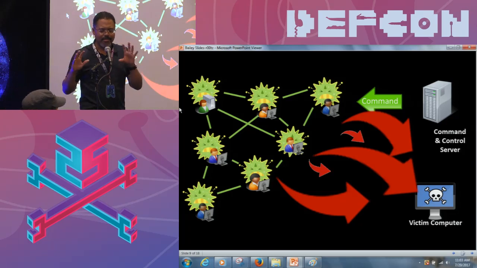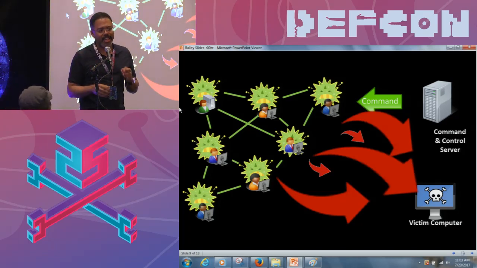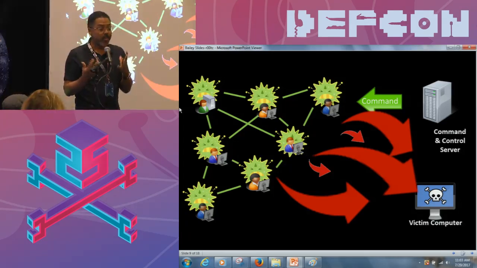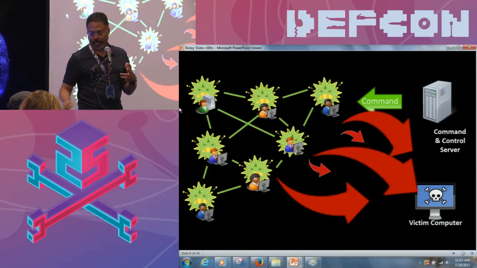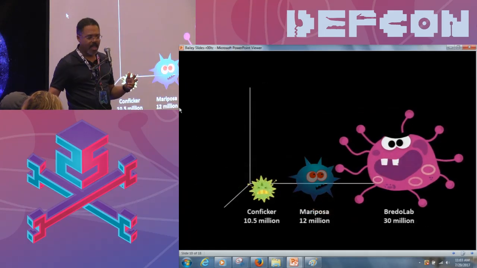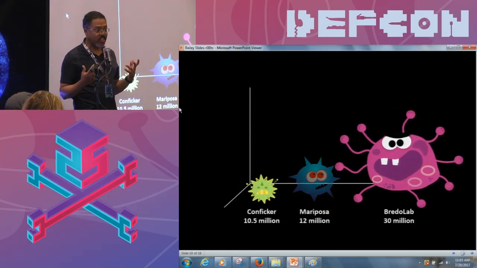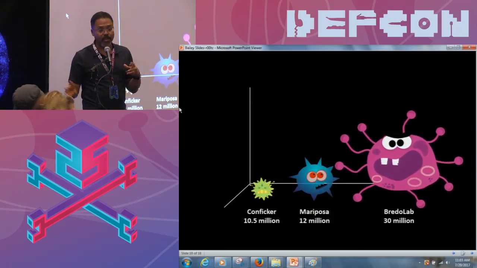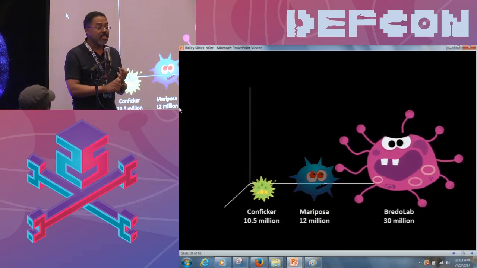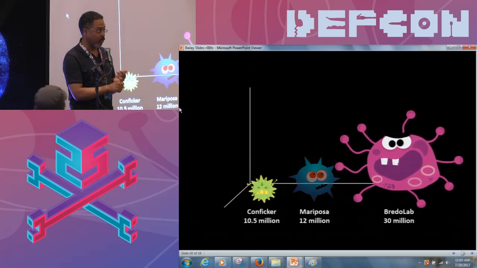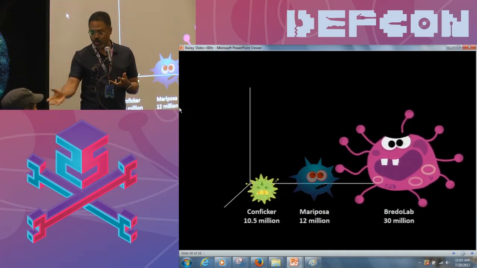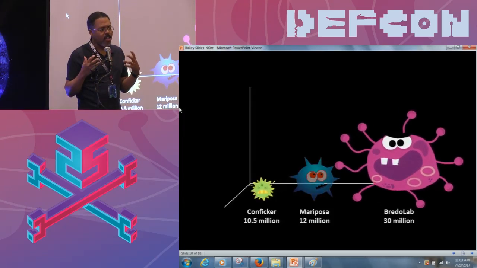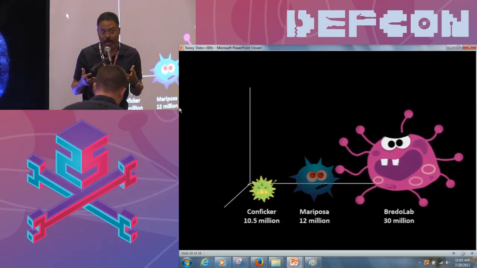Now, to understand this, building a botnet is in fact illegal, and launching these attacks is illegal. We've prosecuted a few people in the last couple of years for doing this. These botnets can range in size tremendously. Some of them are really, really big. So here's an example of a few. Conficker, 10.5 million computers. Mariposa, 12 million computers. Burrito Labs, which is considered the largest that we know of, 30 million computers that were compromised.